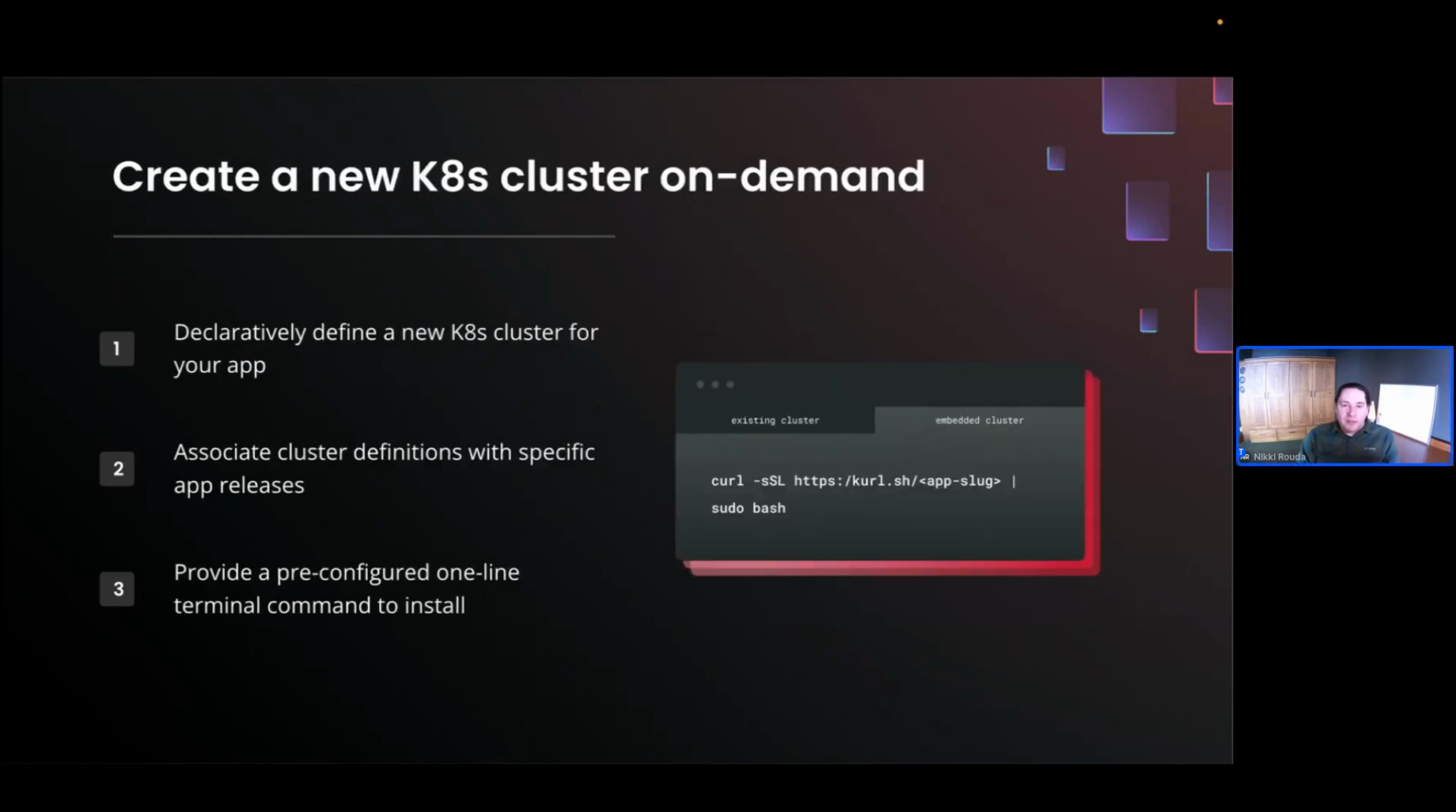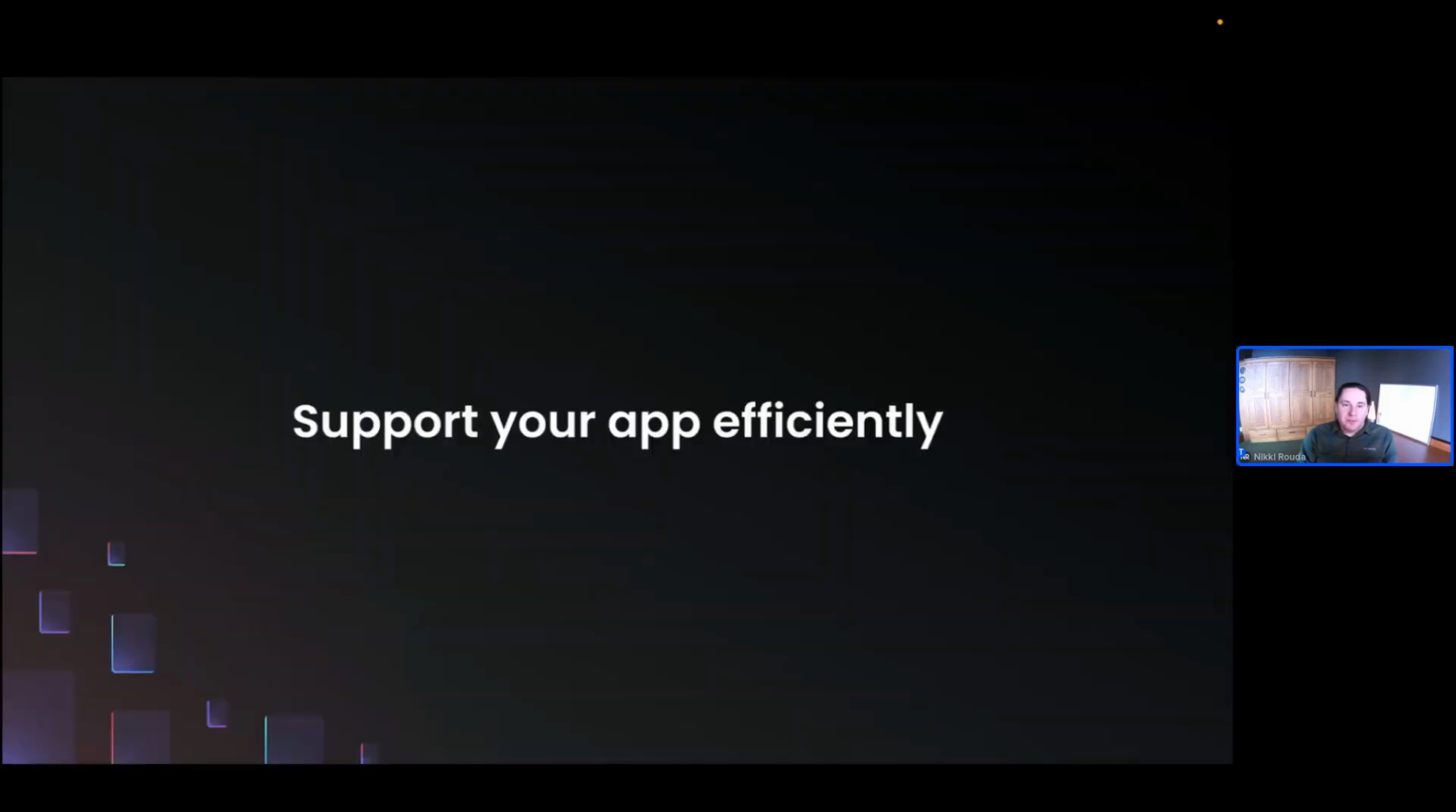So once you've done that, we can create a new Kubernetes cluster on demand, declaratively define how that cluster is going to run for your app. We'll run a curl command line here, which will help deploy that application into the environment. And we'll be able to support different cluster definitions with different app releases. So if different versions of your app have different expectations, we can coordinate those too, and just give you that one-line command to run for the environment.